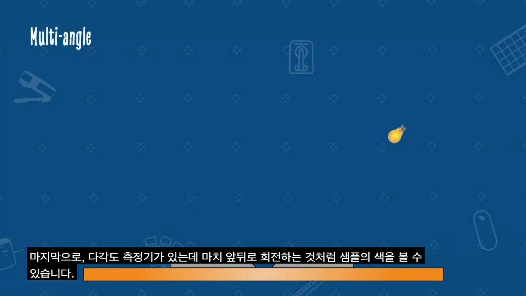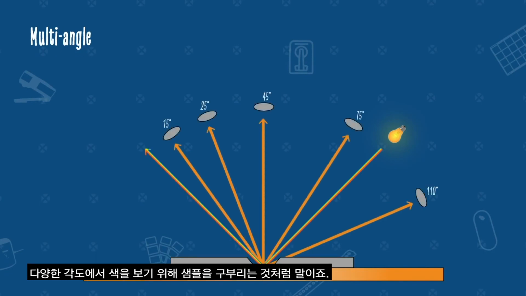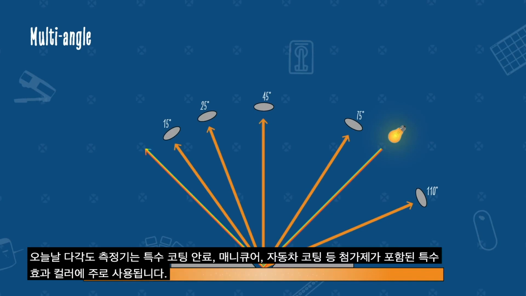Finally, we have multi-angle instruments, which view the color of a sample as if it's being rotated back and forth, just as you would twist a sample to see the color at various angles. Today's multi-angle instruments are typically used for specialty coated pigments and special effect colors with additives such as nail polish and automotive coatings.